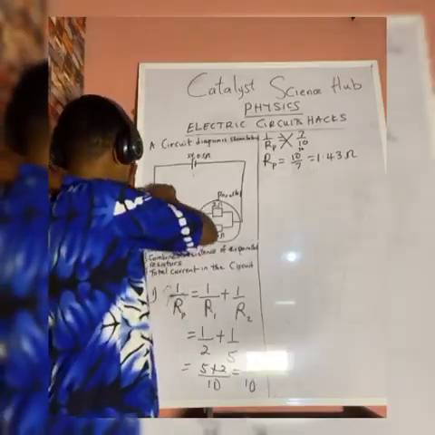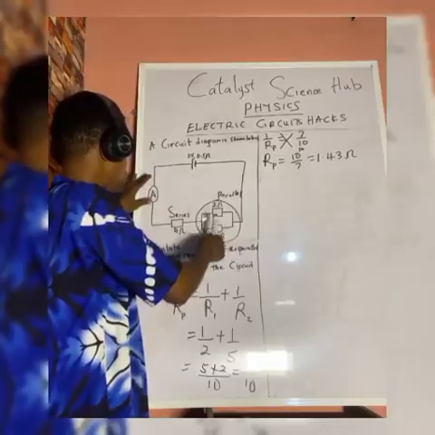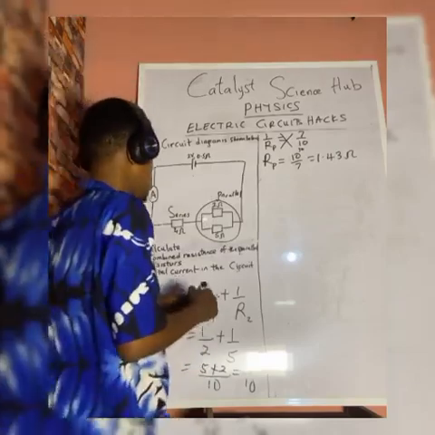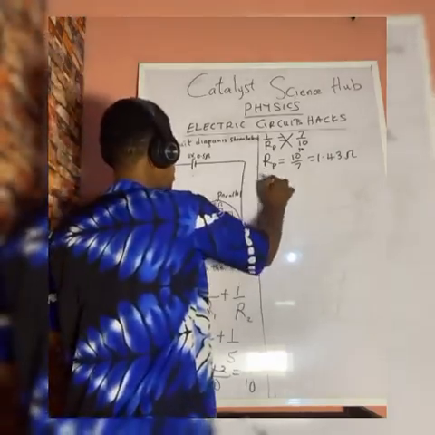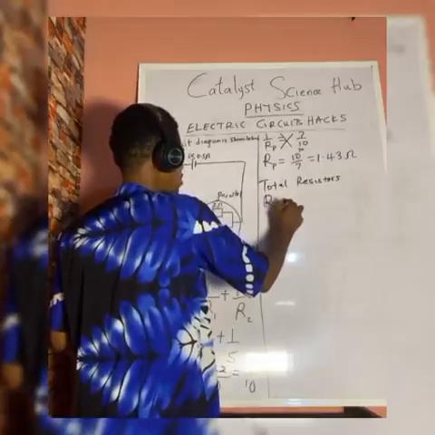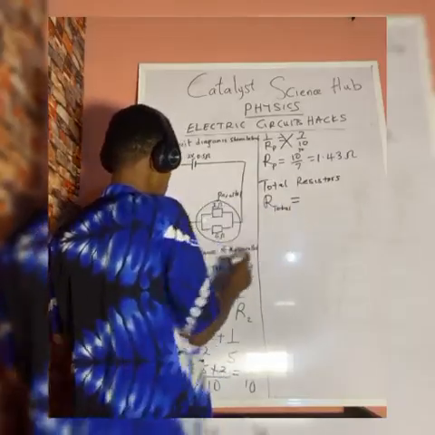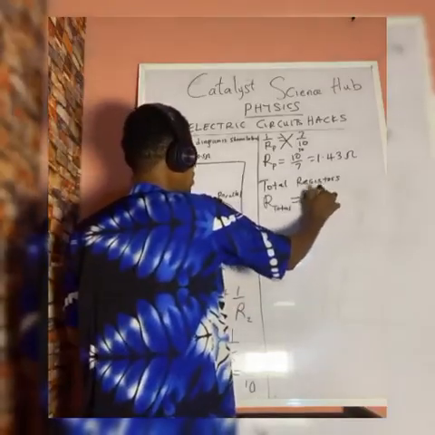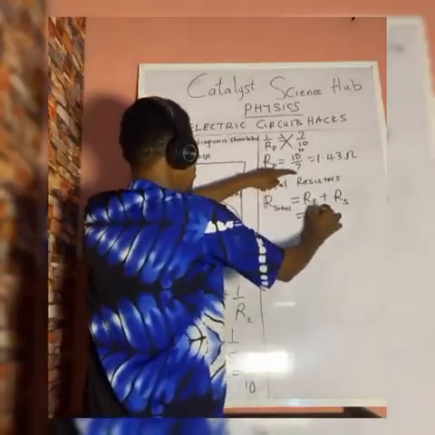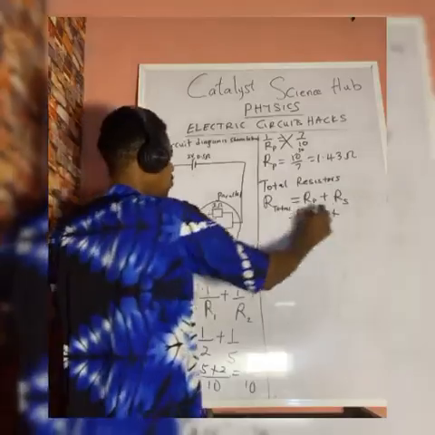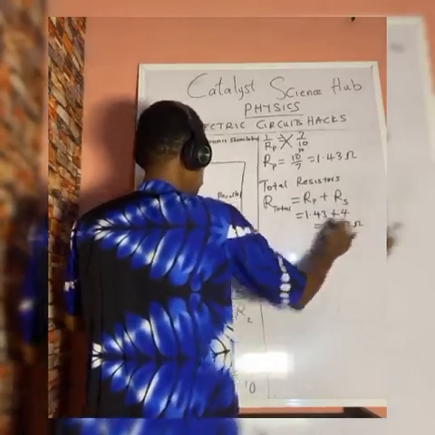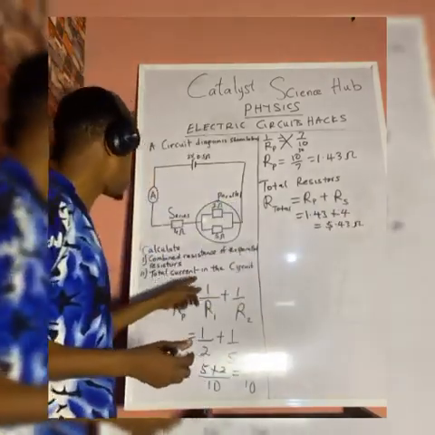For you to get the total current moving inside this circuit diagram, you have to combine the series and parallel. So the total resistance, R total, is R parallel plus R series. For the parallel we got 1.43, and for the series it is 4. So we have 5.43 ohms, because we need this to get our total resistance.